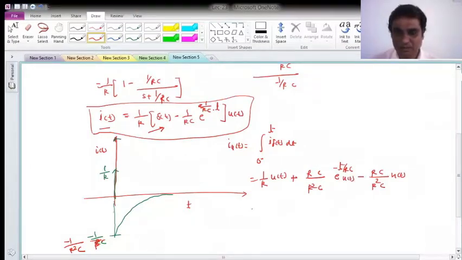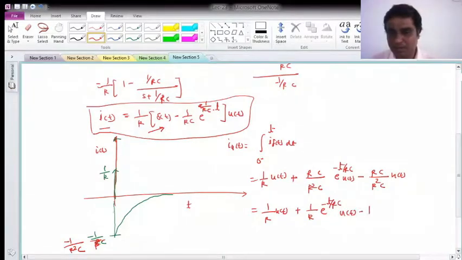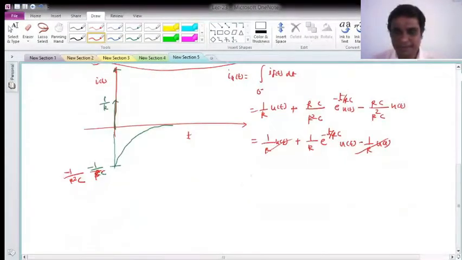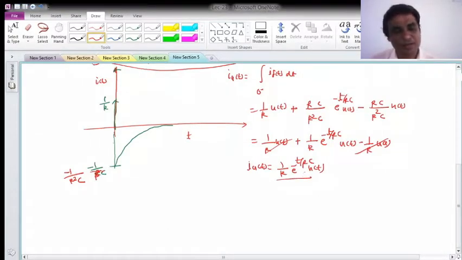Okay, so it is 1 over R u(t) plus (1 over R) e^(-t/RC) u(t), and minus 1 by R u(t). So this term will vanish. So your step response will be, as per our expectation, (1/R) e^(-t/RC) u(t). So that way you can find out the step response also.